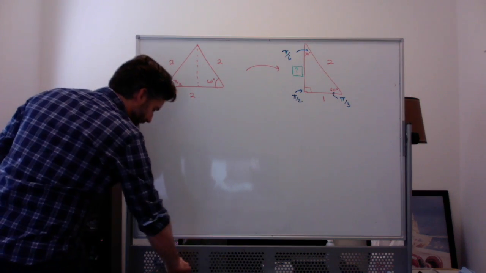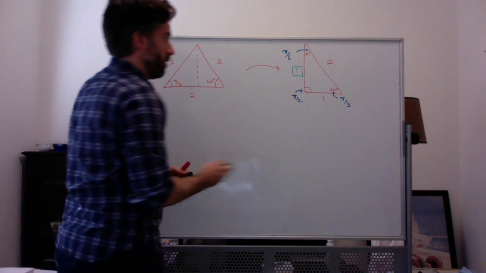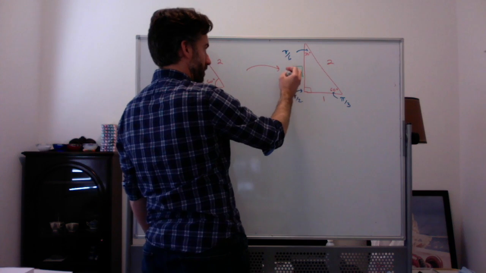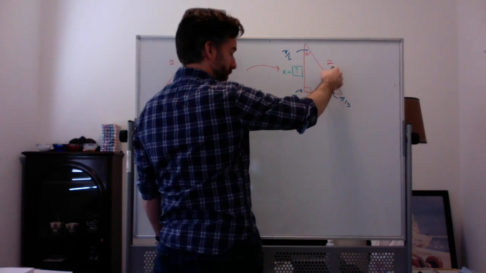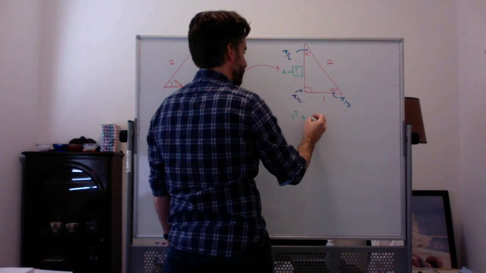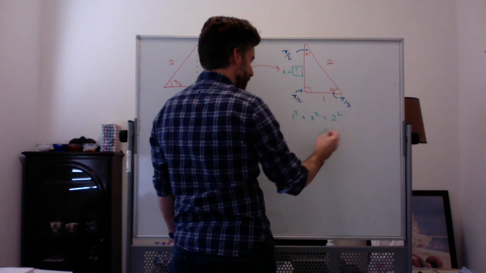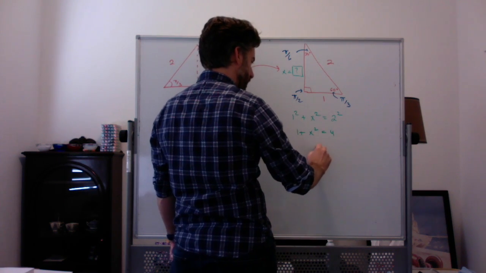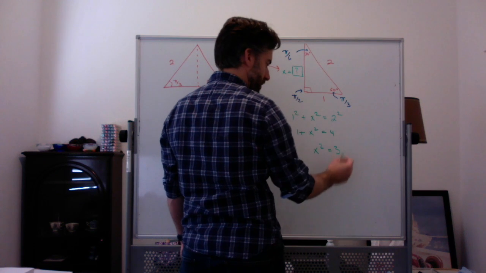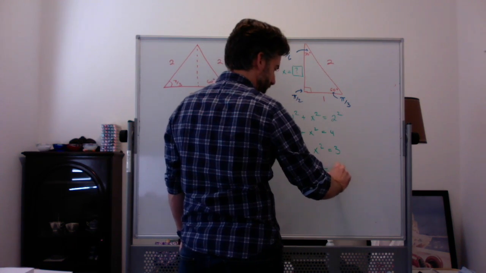And just like last time, we need to find the third side of this triangle. So I'm going to use the Pythagorean theorem. I'm going to call this x. I'm going to say 1 squared plus x squared equals the hypotenuse squared. So that's 1 plus x squared equals 4. X squared equals 4 minus 1, which is 3. X equals the square root of 3.